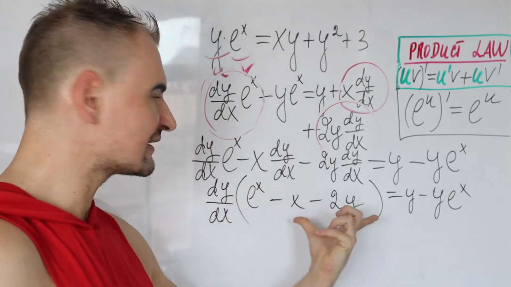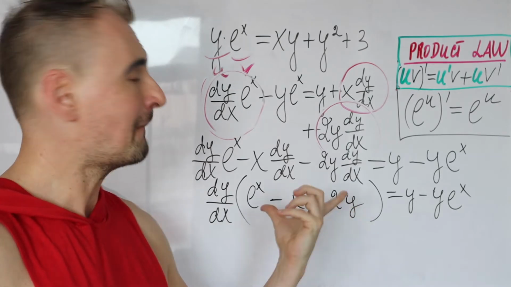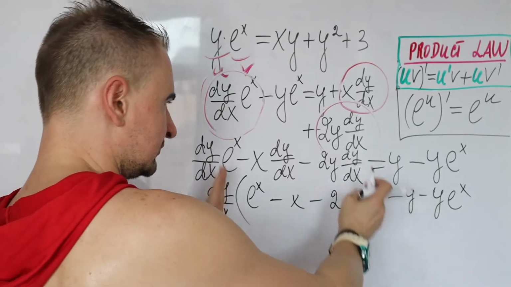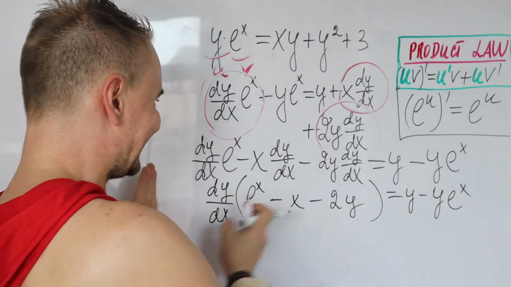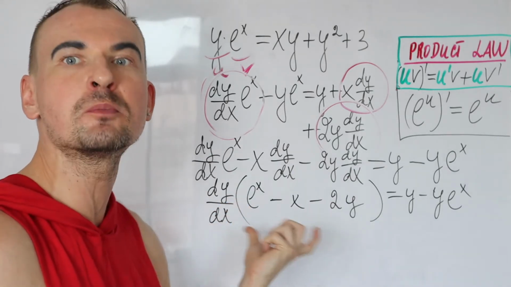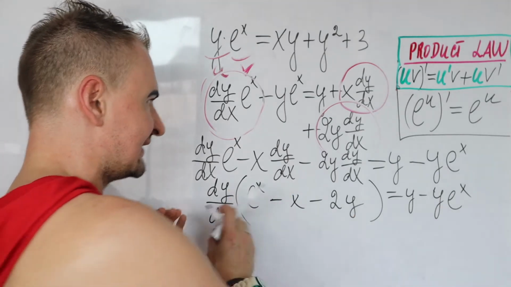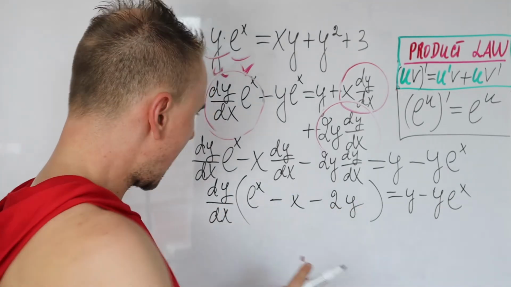Now, the final step. I guess not the final, but anyway, divide out. So this term has attached to dy/dx. We want to isolate dy/dx. We want to make it the subject of the formula, get it alone on the left side. Divide it out.